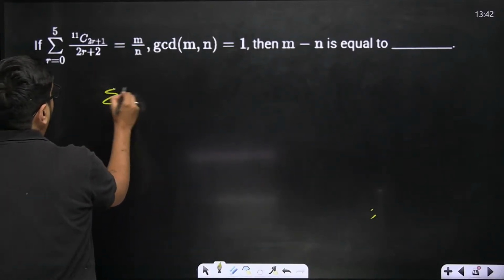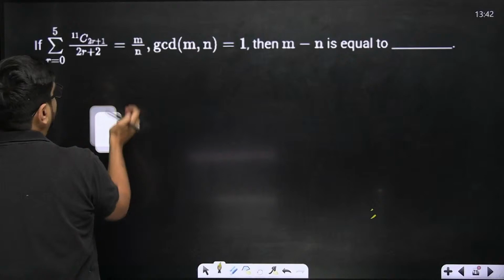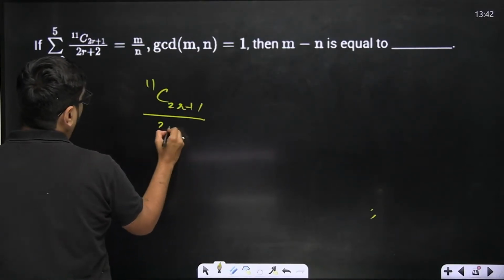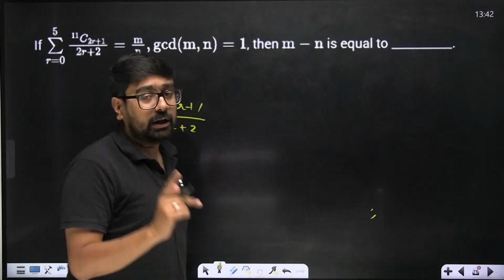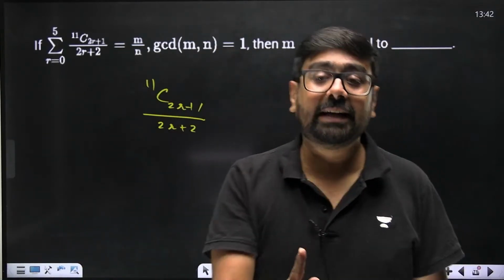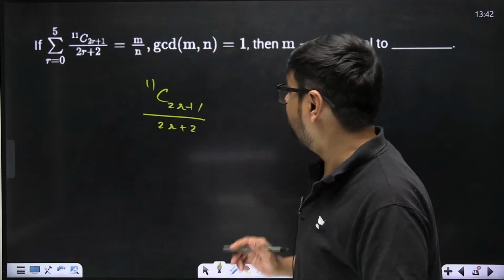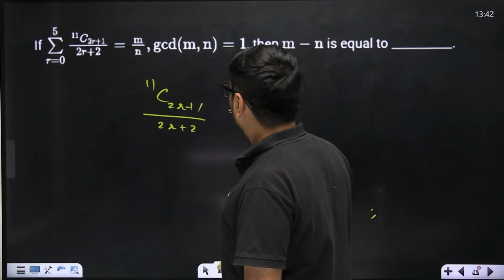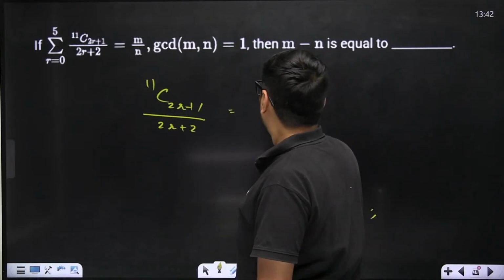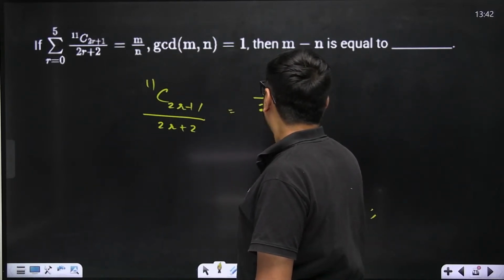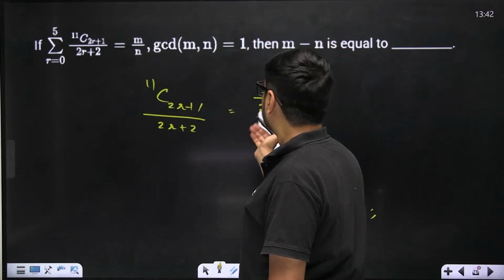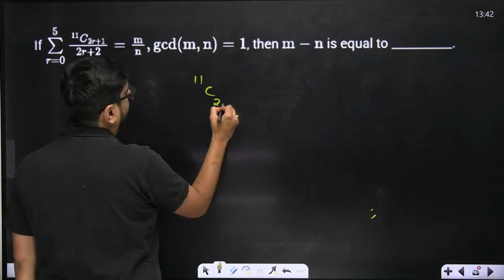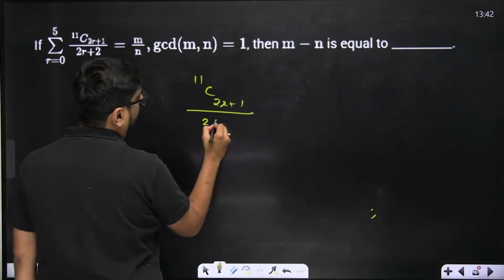Pay attention. Leave the summation and pay attention to this part first: 11C(2r+1) divided by (2r+2). This particular trick, mark my words, works many times. What am I going to do? I'll expand it. So this will be 11 factorial divided by 2r plus 1 choose, that is 11C(2r+1) divided by (2r+2).